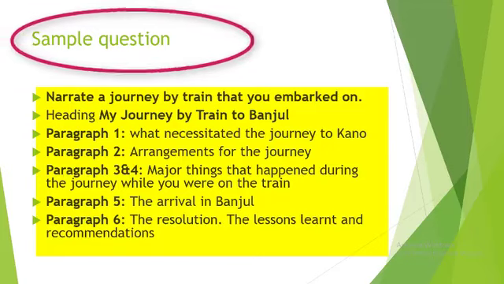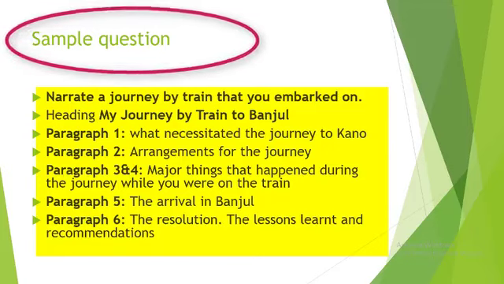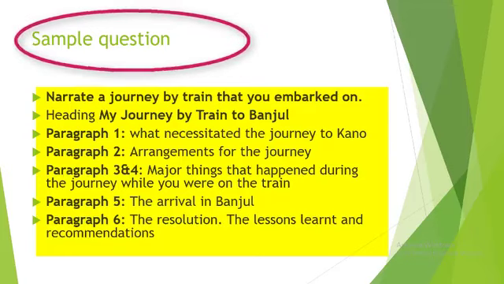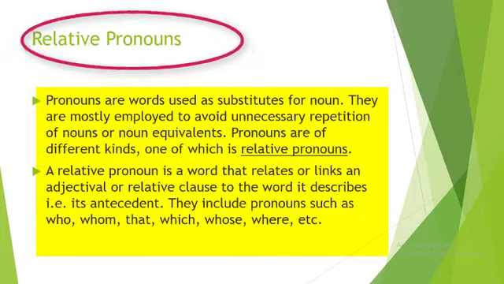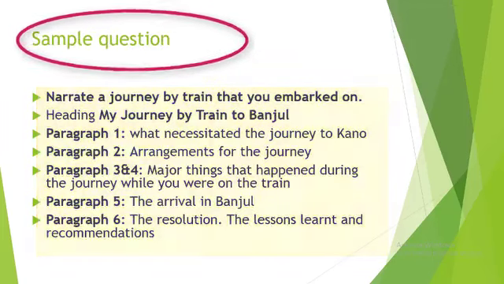Paragraph 2, arrangements for the journey. Paragraph 3 talks about the major things that happened in the course of the journey. Paragraph 4, the arrival at Banjo, and paragraph 5, the resolutions: what were the lessons learned and the recommendations?